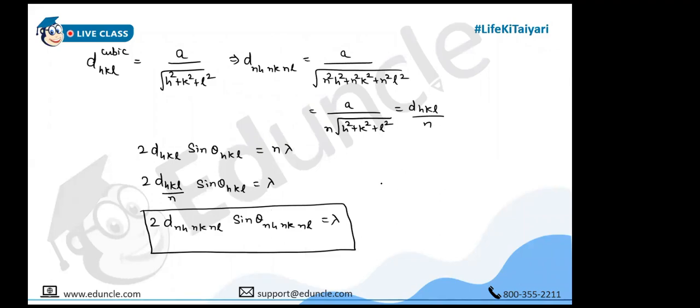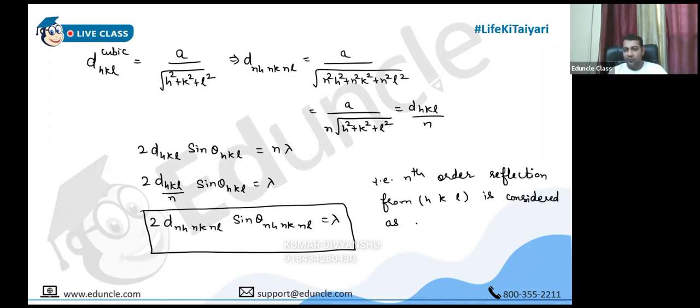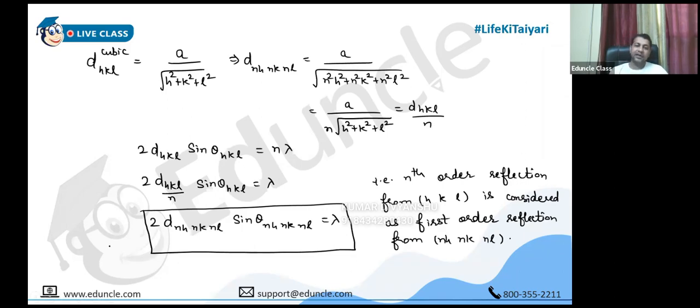First means the maximum. It means the nth order reflection from the HKL plane is considered as first order. Now, N is 1 over here. Please check, there is no N. It is first order reflection from NH, NK, NL. They are equivalent. I mean to say both these reflections are equivalent.